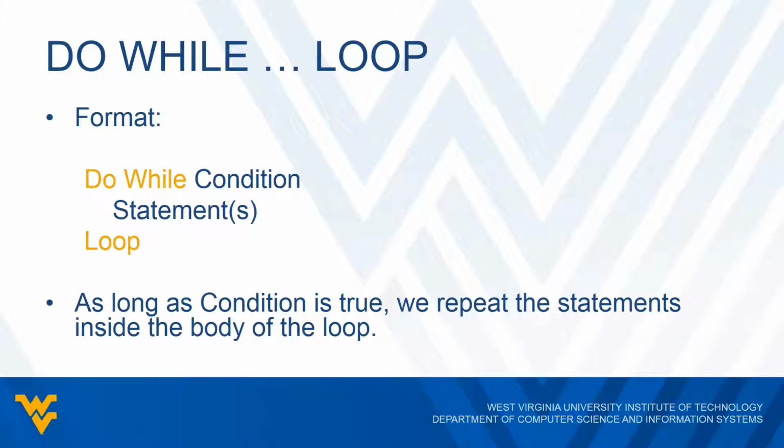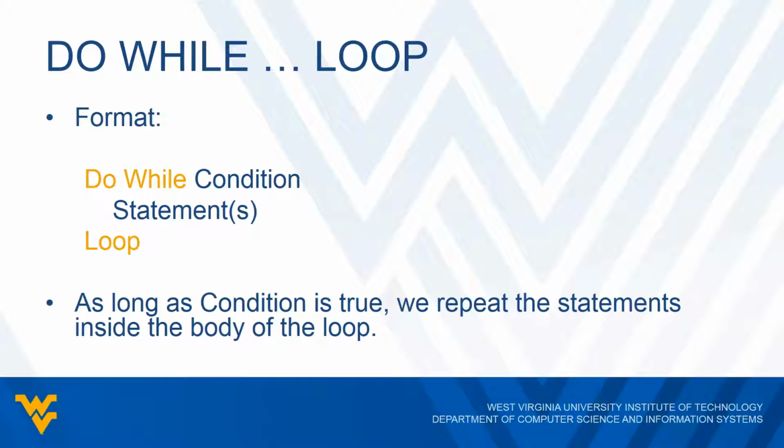The way this works is pretty simple. As long as the condition is true, we're going to execute the set of statements inside the body of our loop. So we run the statements, and then we go back to our condition. If it's true, we'll run the statements again. We go back to our condition, and we keep repeating this as long as the condition is true.